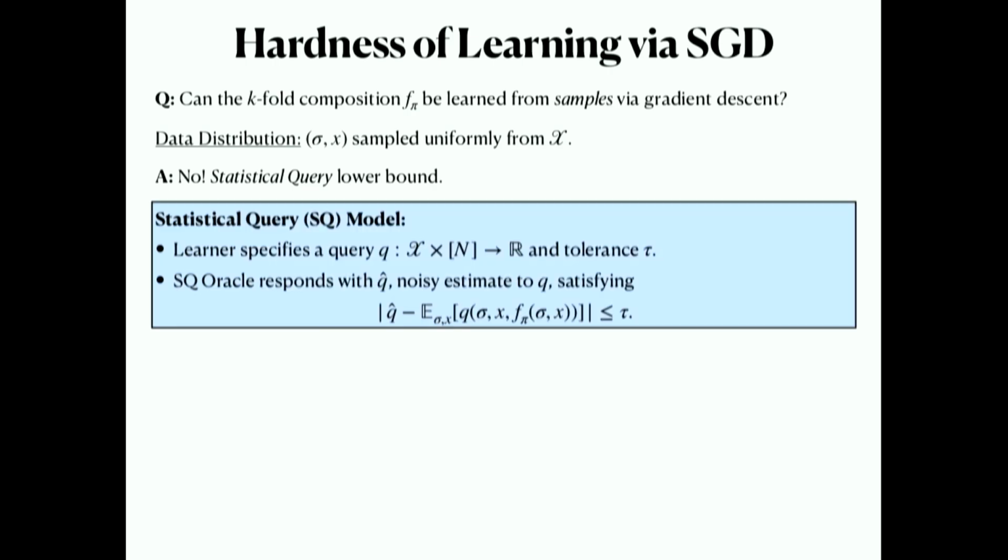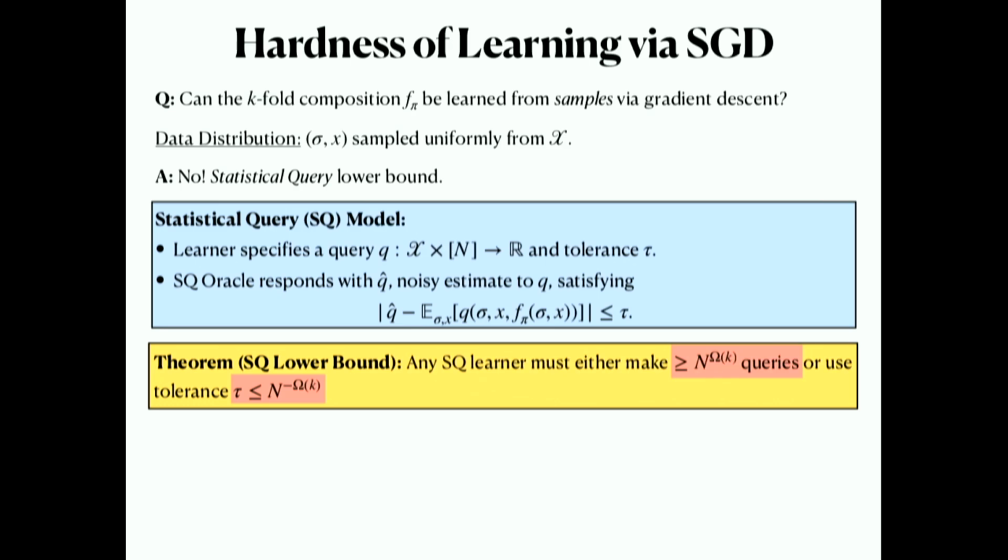The statistical query model is as follows. The learner gets to specify some set of queries and a tolerance tau, and some SQ oracle gets to respond with a noisy estimate to the population values of these queries, so anything within tau of the correct expectation. This SQ model describes a lot of common algorithms such as gradient descent and is a useful proxy for the computational hardness of learning.